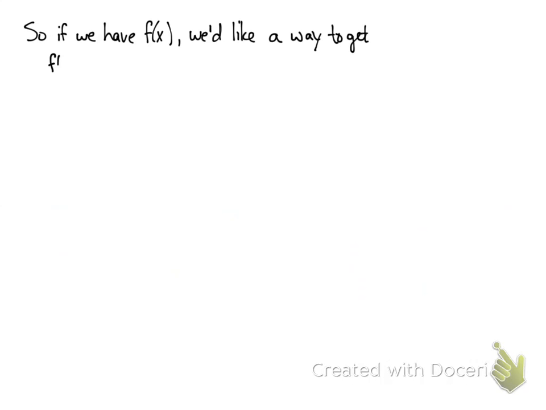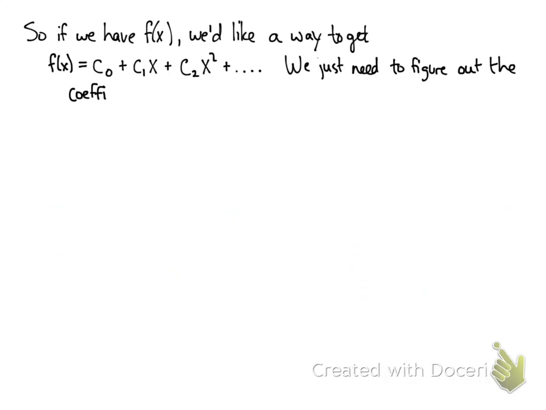So we have a function, f of x. We'd like to figure out a way to write it as f of x equals a number plus a number times x plus a number times x squared plus a number times x cubed, and so on. A power series centered at 0. The c0 is the coefficient of the x to the 0 term, c1 is the coefficient of the x to the 1 term, and so on. This is our notation. But we need to figure out what those c's are, the coefficients: c0, c1, c2, c3, and so on.